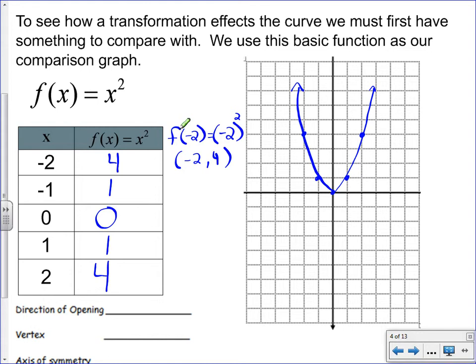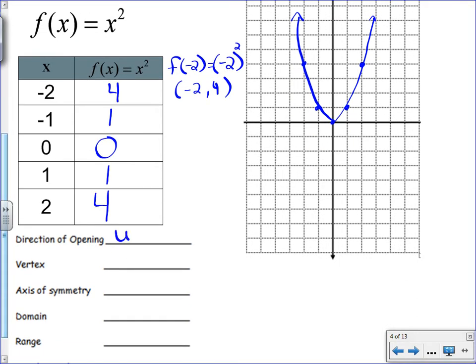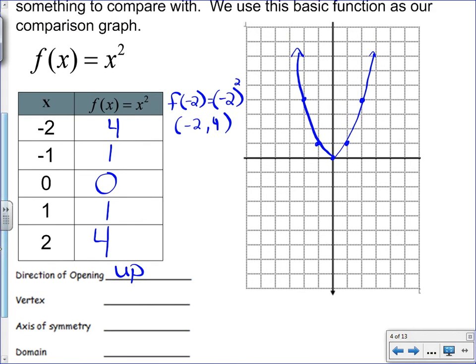Okay, then this next piece, information, it's how do you describe this? The direction of opening, how does this open? It opens up. What's my vertex here? Where does my vertex occur? Vanessa? I need it as a coordinate. Pardon? Yeah, this is my vertex here. So my vertex occurs right where that change comes, and it's 0, 0. So I write that here, 0, 0.